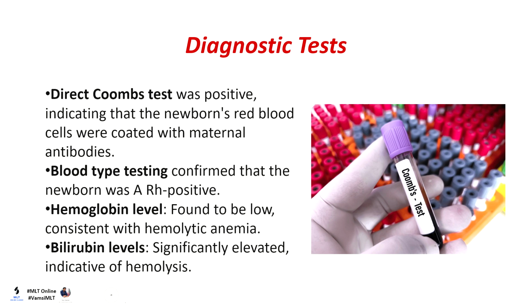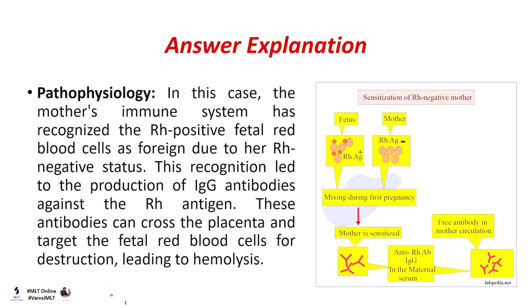Blood type testing confirmed that the newborn was A Rh positive. Hemoglobin level was found to be low, consistent with hemolytic anemia. Bilirubin levels were significantly elevated, indicative of hemolysis. Answer explanation.